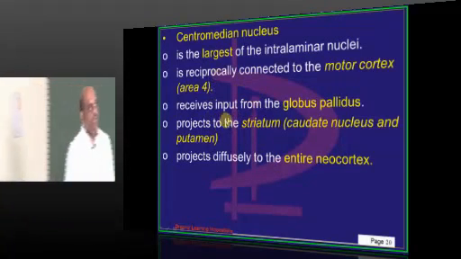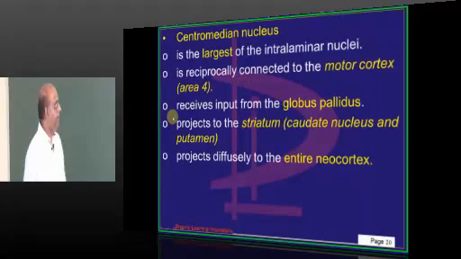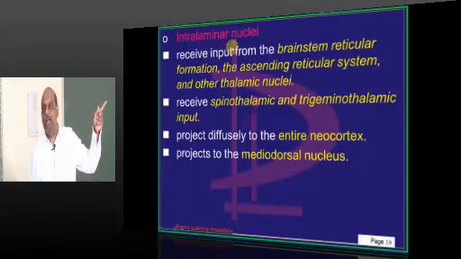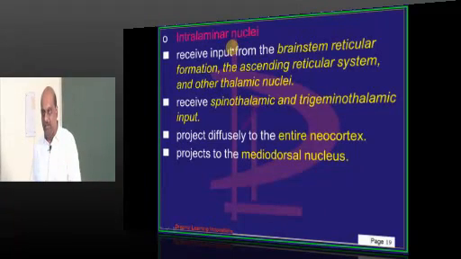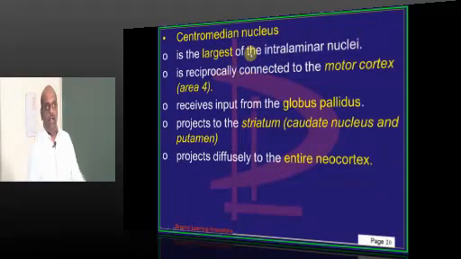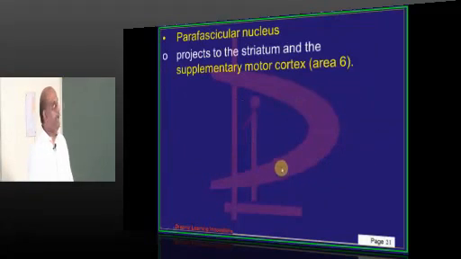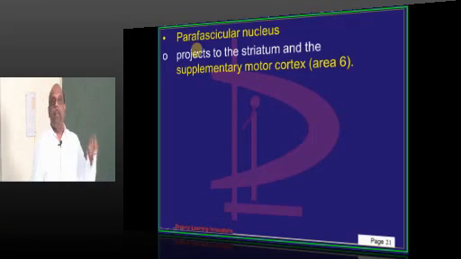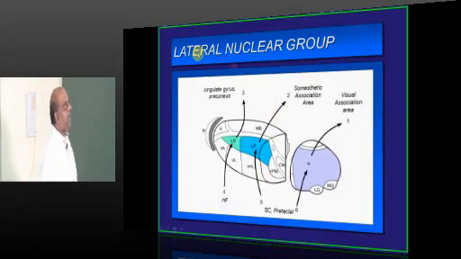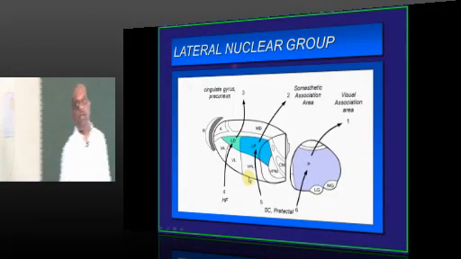Then we have the centromedian nucleus. Now we are talking about the various interlaminar nuclei subtypes. The centromedian nucleus is the largest one. It is reciprocally connected with the motor cortex, receives input from the globus pallidus, and projects diffusely to the neocortex. Another type of interlaminar nucleus is the parafascicular nucleus, which connects to the supplementary motor cortex. So that is all the importance of these interlaminar nuclei.